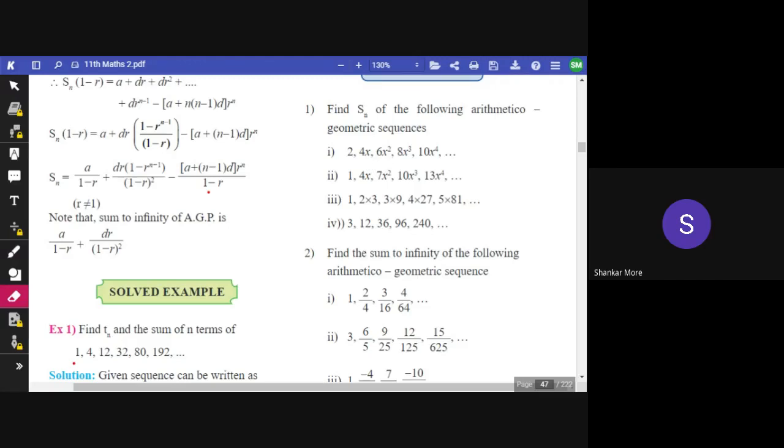What you have to do is just tell me the value of A, D and R. That's it. If you are able to find these three values, then your question is solved. What you have to find? You have to find the value of A, D and R. As we are learning AGP, we need three terms: A, the first term, D and R. Try to find out.